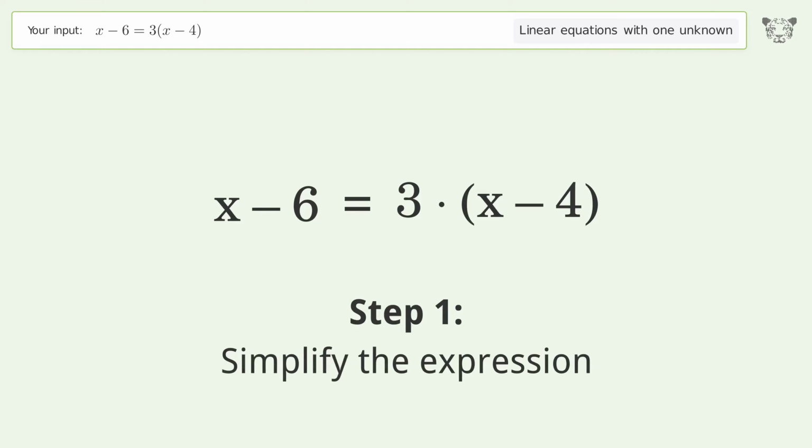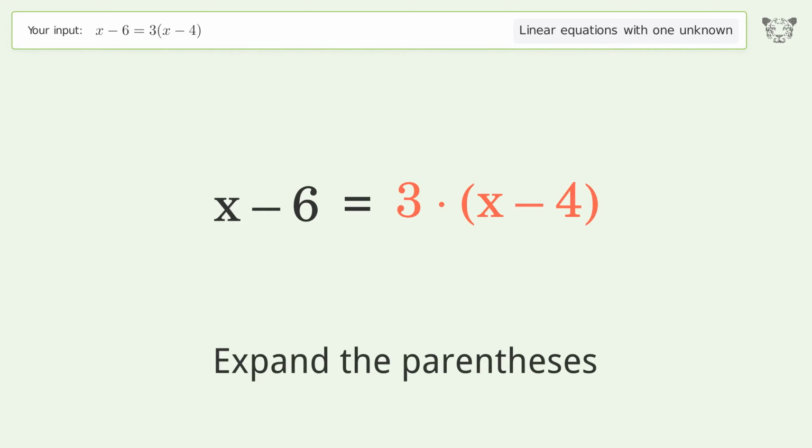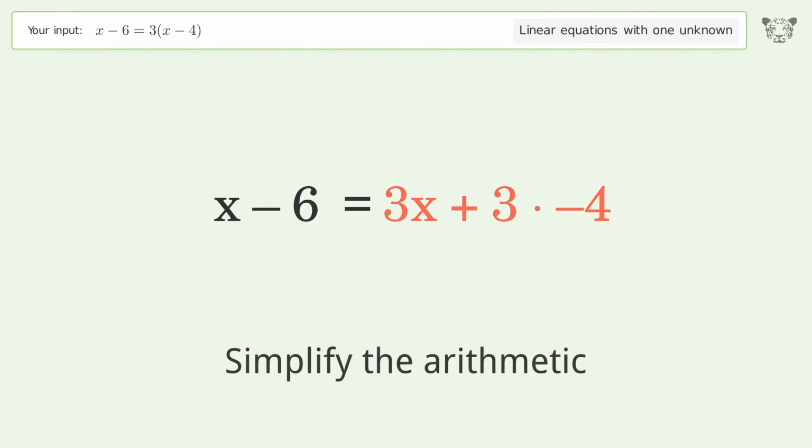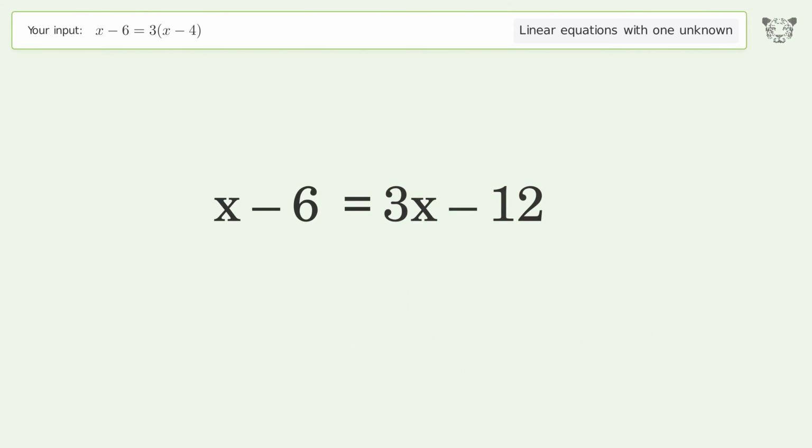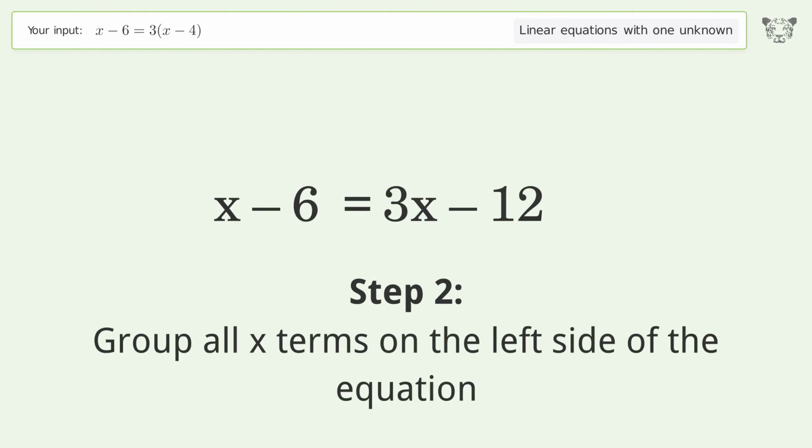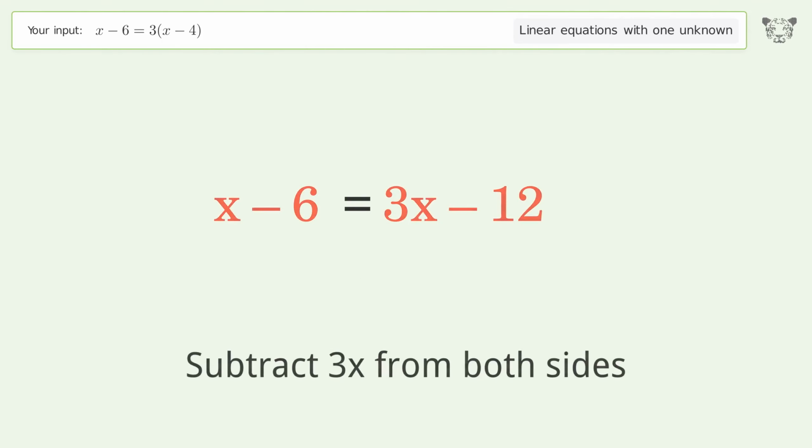Simplify the expression. Expand the parentheses. Simplify the arithmetic. Group all x terms on the left side of the equation. Subtract 3x from both sides.